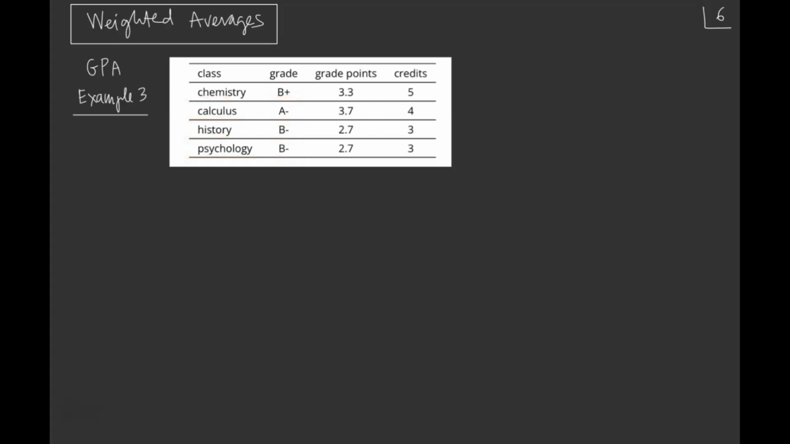But each of these classes is weighted differently as far as how many credits you get. Like chemistry is a 5-credit class, calculus is a 4-credit class. So we need to think about how we would calculate the GPA. Well, if, and that's a big if, all of the classes were the same number of credit hours, we would just take an average, right? Then the GPA would just be, so this is pretty standard.